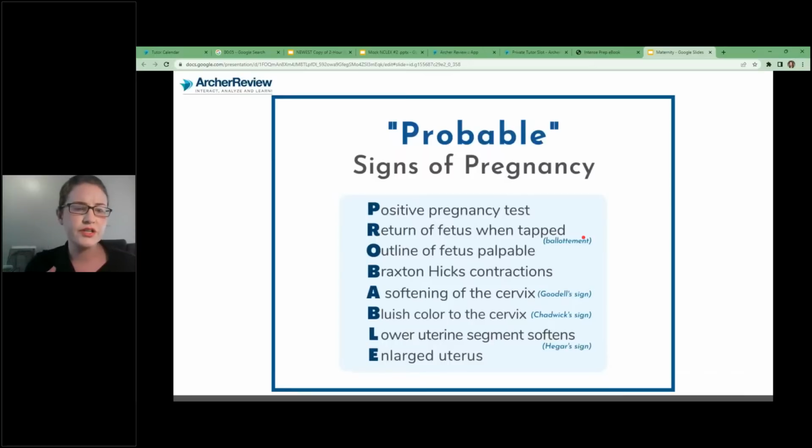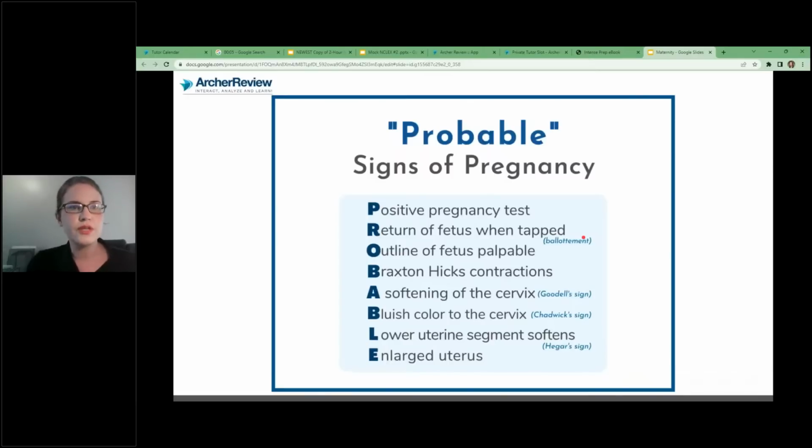The bluish coloration of the cervix is also known as Chadwick sign. That happens pretty early on too, as soon as 6 to 8 weeks pregnant, and that's usually because of the increased vascularization of pregnancy. There's the lower uterine segment softening. That's known as Hegar sign, and that occurs also around 6 to 8 weeks pregnant.